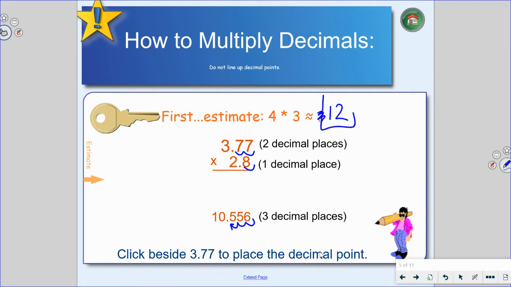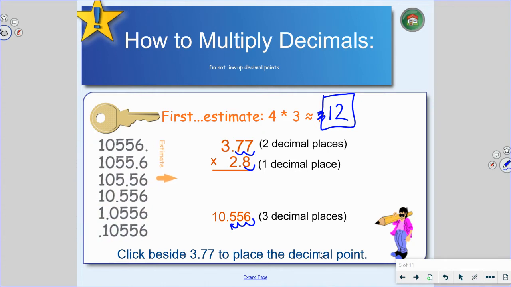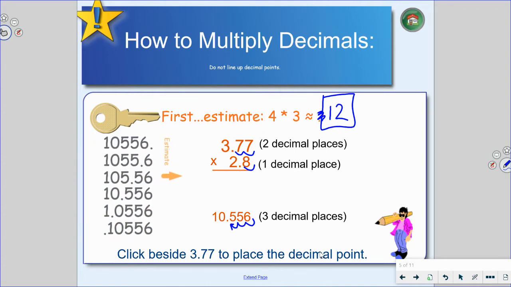Meanwhile, don't forget how to use estimation as well. Think about all the different places that decimal could be with the digits 1, 0, 5, 5, 6. Well, if the final answer must be close to 12, there's really only one that's anywhere near there. I would recommend, look, students with strong skills can use the decimal place counting method. Students with the strongest skills could use either method. They can count the decimal places, or they can use estimation and say, look, if the answer must be close to 12, the only place that decimal really could belong is 10 and 556 thousandths.